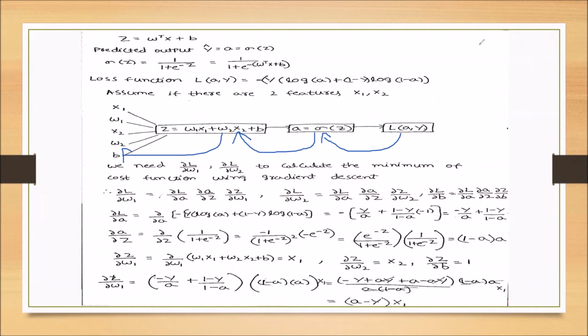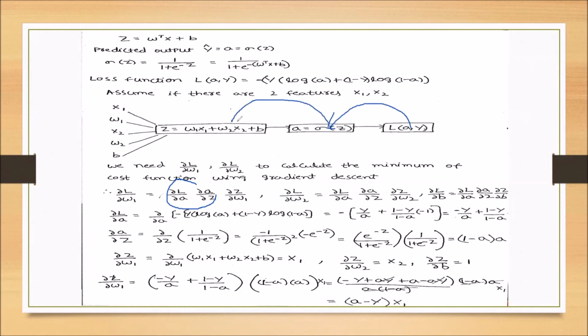This is how we proceed to calculate the partial differentiation of the loss function with respect to W1, W2 and B. Remember one thing: the first two steps are common whether we are differentiating with respect to W1, W2 or B. The first step is dou L by dou A, and the second step is dou A by dou Z. This step is common, so I am calling this dou L by dou Z. This step is constant whether we differentiate with respect to W1, W2 or B.